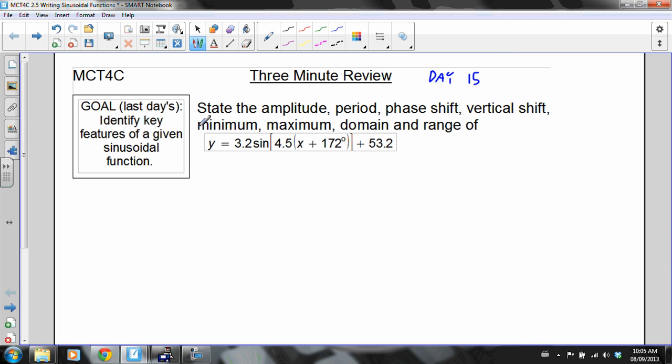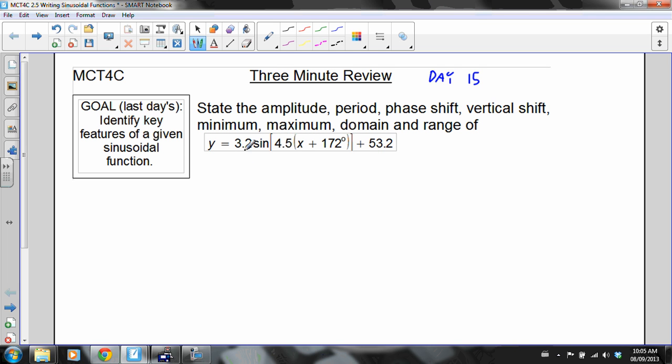But for the 3-minute review, we're just asked to identify key features of a given sinusoidal function. Sinusoidal function means ones that can be written as sine or cos. We think of sinusoidal as either sine or cos, and we'll see that the two are very similar today. All right, well, let's start picking off all this information.